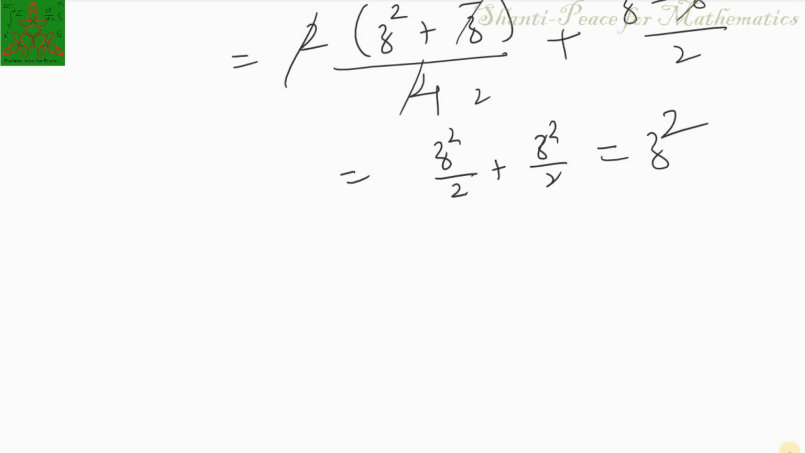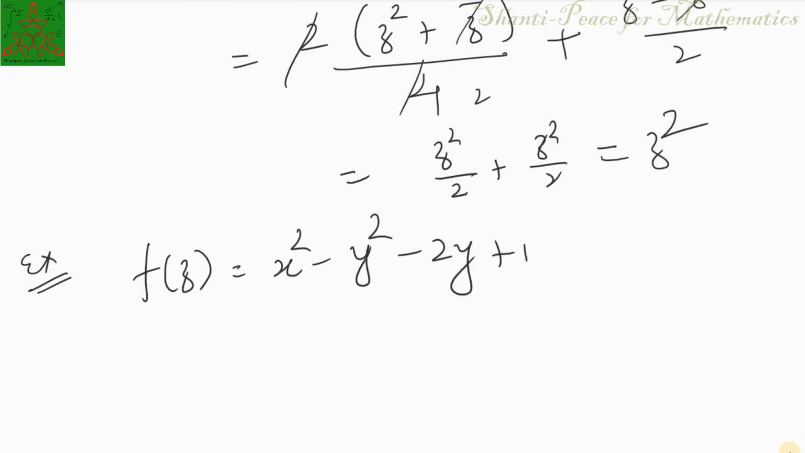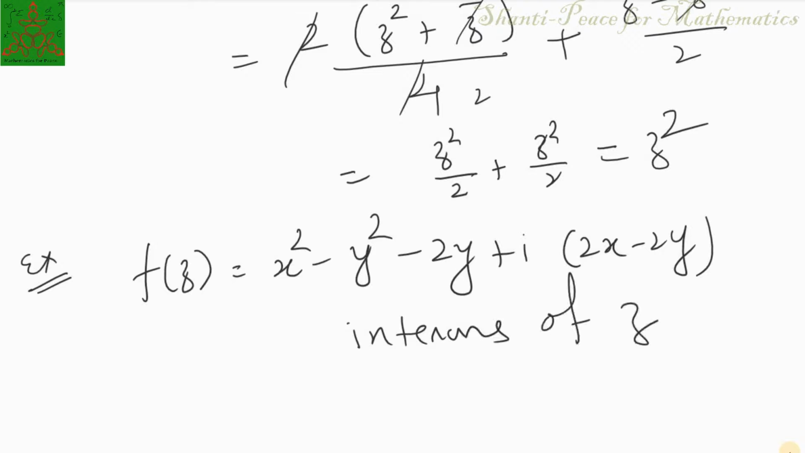For example, I am giving you one exercise here. Express f of z as x square minus y square minus 2y plus i(2x minus 2y) in terms of z. Okay, so I am giving you that as homework. You can take it and try to solve what is the function in terms of z.